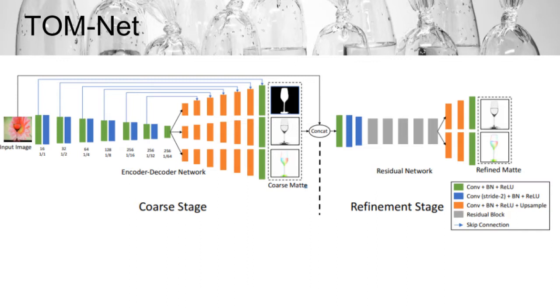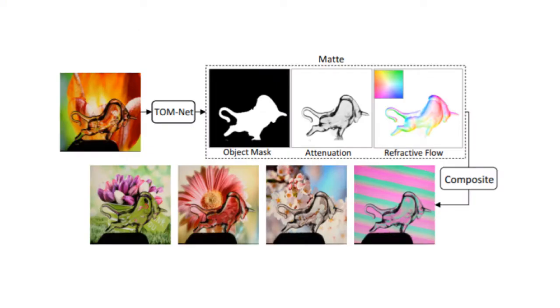So in this paper, the authors used a learning method to do transparent object matting. They present a two-stage deep learning framework. The first stage, the coarse stage, is an encoder-decoder network. The second stage, the refinement stage, is a residual network. In TOM-Net, we want to generate a matte containing an object mask, an attenuation mask, and a refractive flow mask. In the first stage, we will produce the object mask, attenuation mask, and refractive flow mask. In the second stage, we will refine the attenuation mask and the refractive flow mask.